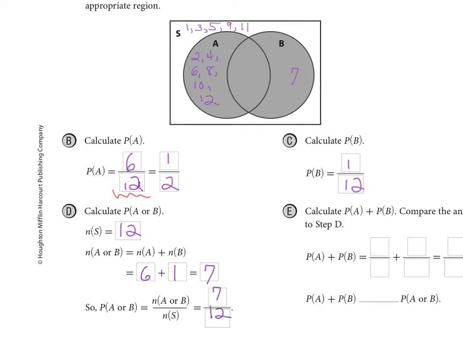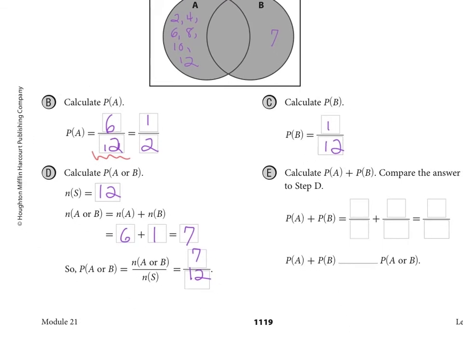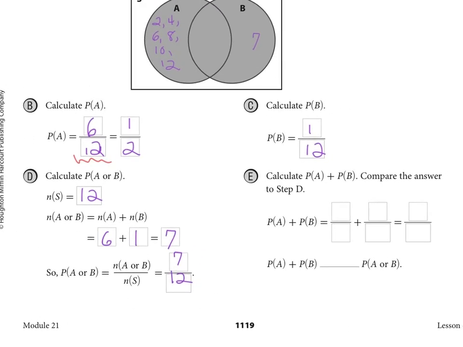For part E, we're taking a look at and making a comparison. It says calculate the probability of A plus the probability of B. Probability of A is just, as you know, 6/12. I'm putting this back in its non-simplified form on purpose, because now we have our common denominators here. When we add those together, we do get 7 out of 12, which is the exact same thing as the probability of A or B. So we would put an equal sign in that final row there on page 1119.